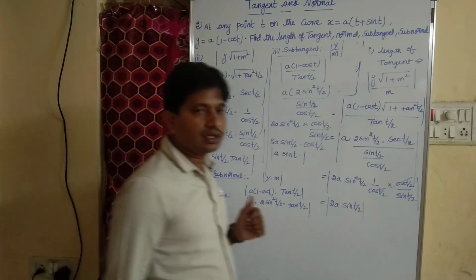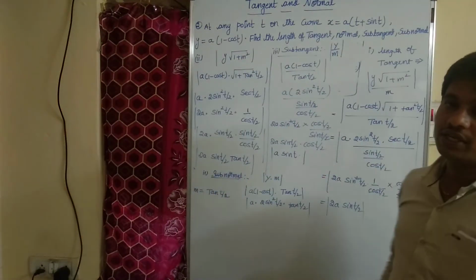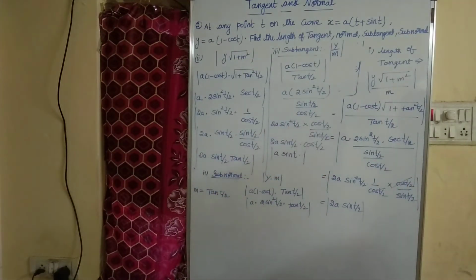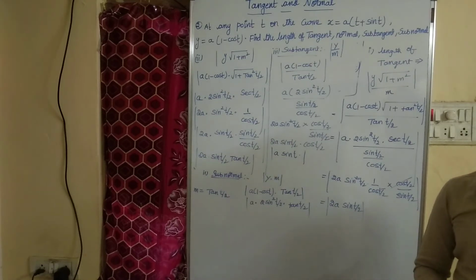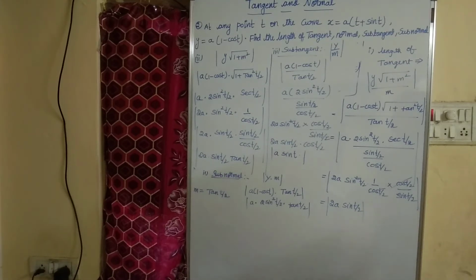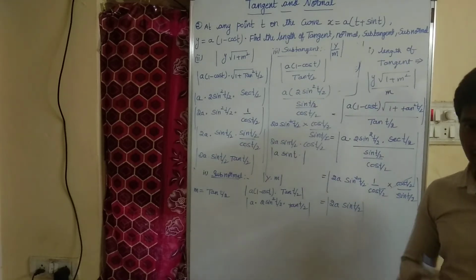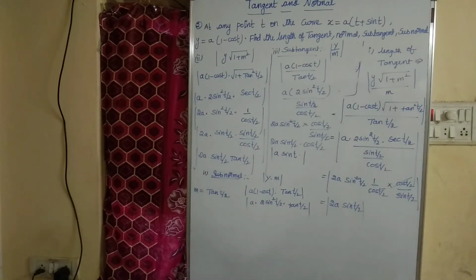Okay children, did you understand? Here they are asking 4 questions. The first one is what? Length of tangent. Second one is length of normal. Third one is length of subtangent. Fourth one is length of subnormal. Okay children, this is our second question. Now let us go with the third question.